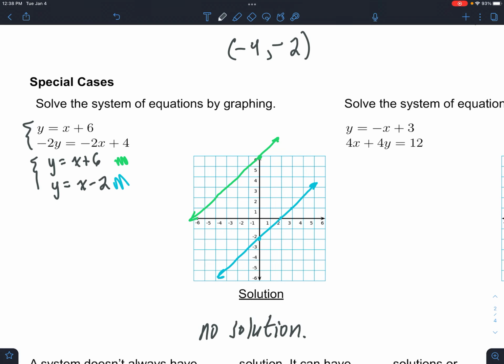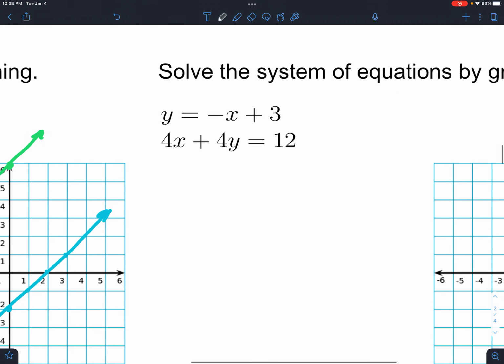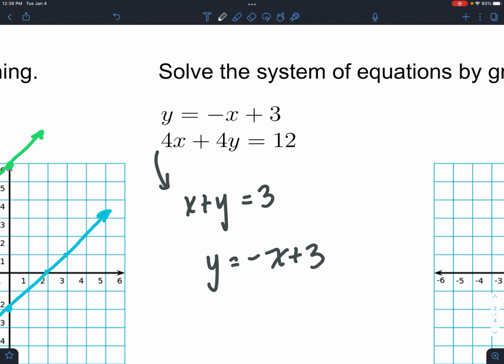And this next one is even weirder, I think, because this equation, if we divide everything by 4 and we solve for y, look at that. We get the same exact equation. The same one, same exact equation.